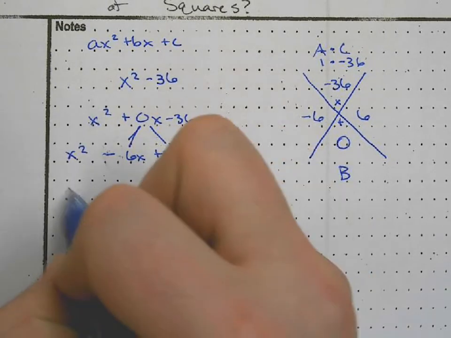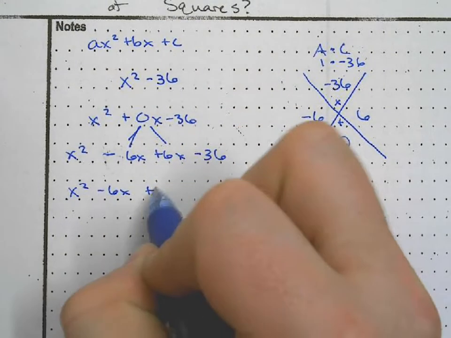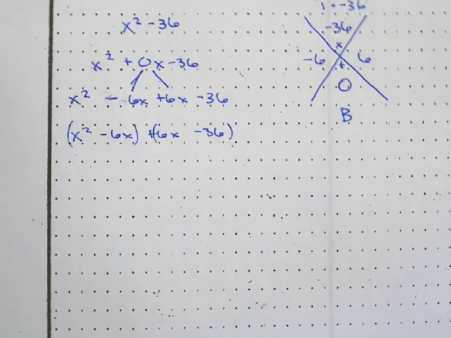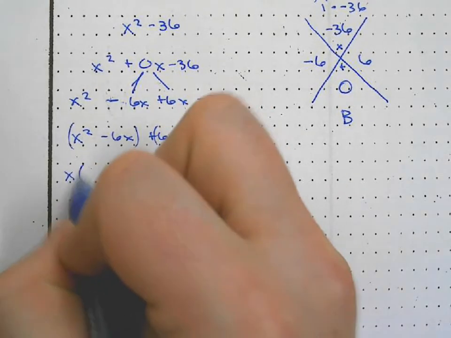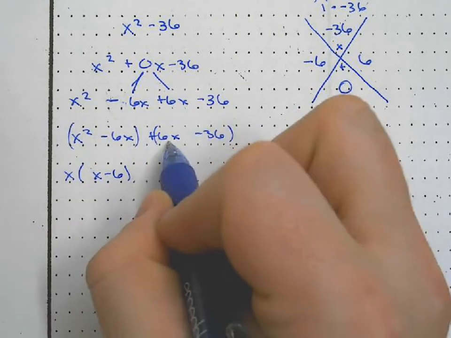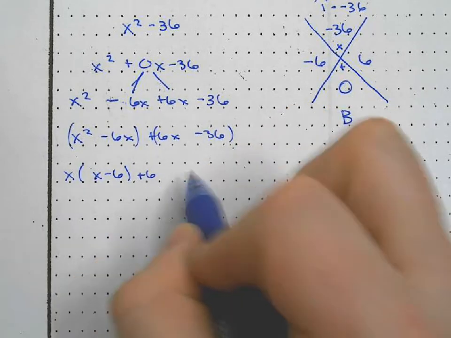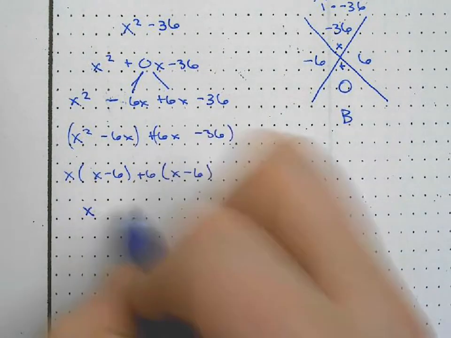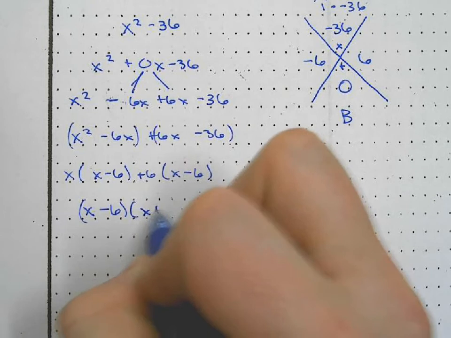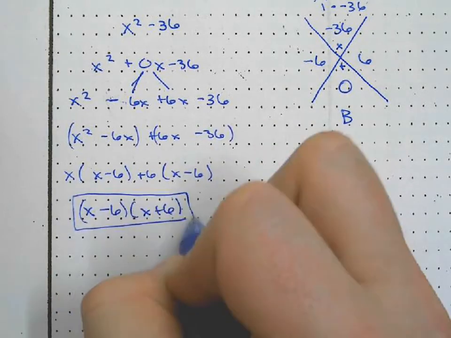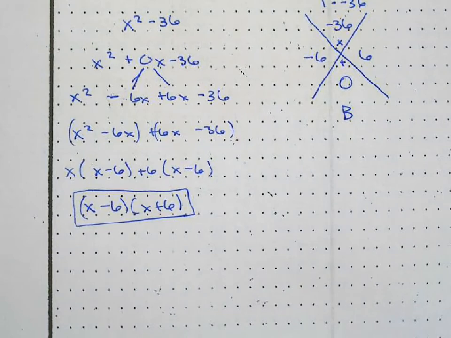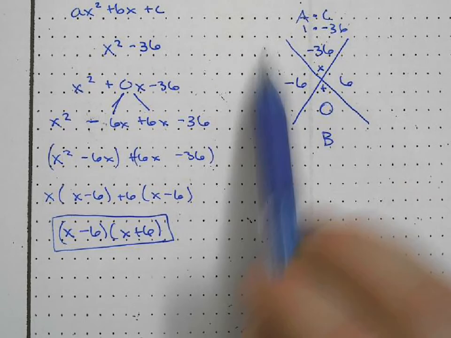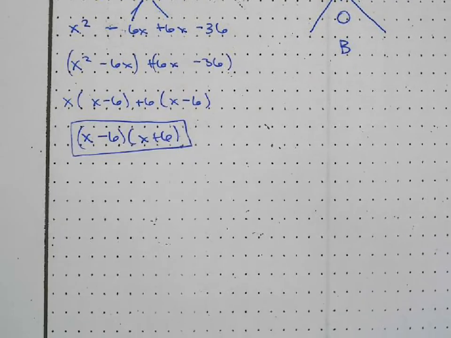And now we can do our factor by grouping. I can factor an x out of the first group, and I can factor a positive 6 out of the second group. And then I get x minus 6 times x plus 6. And we're done. So this is the way that would work, and then you're consistent with always using the AC method. But there is a shortcut way.